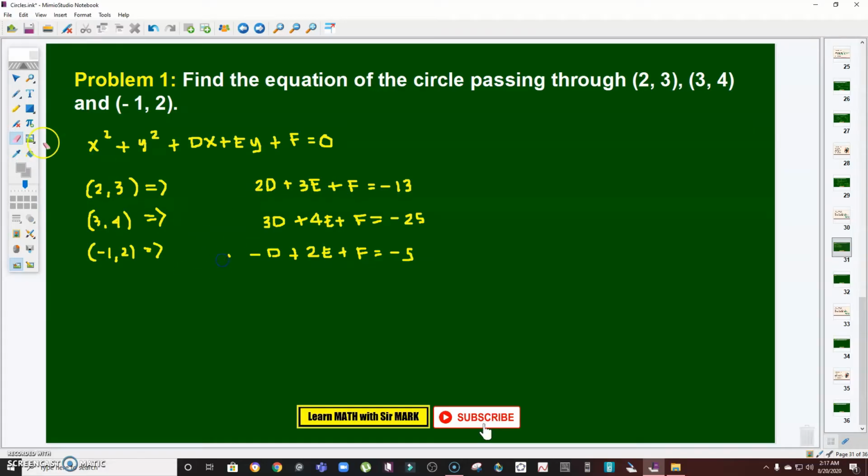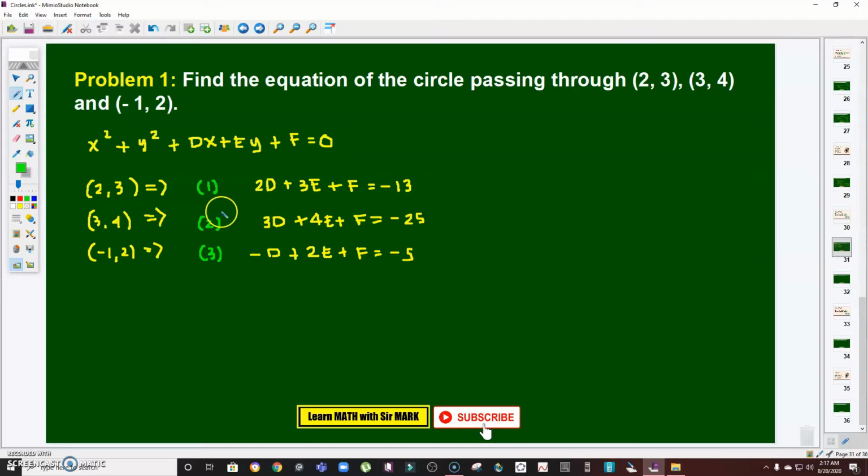As you can see here, I have three equations in three variables. Let me call this equation 1. This one will become my equation 2. And this one will become my equation 3. I hope you still remember the procedure on how to solve three equations in three variables. Just follow my procedure.